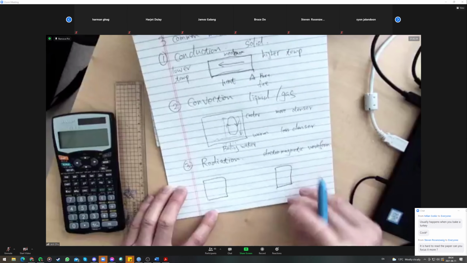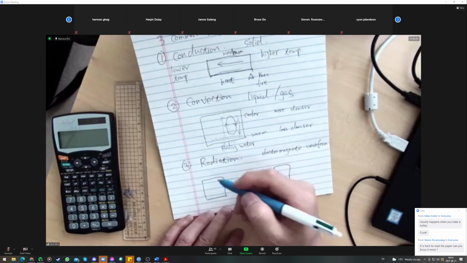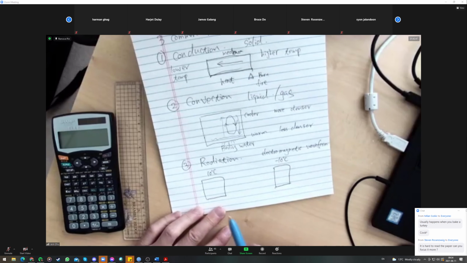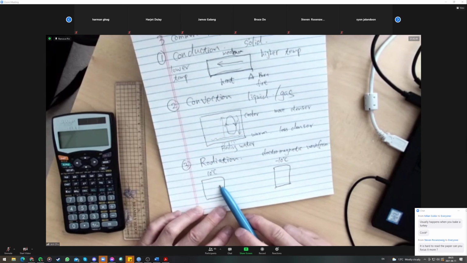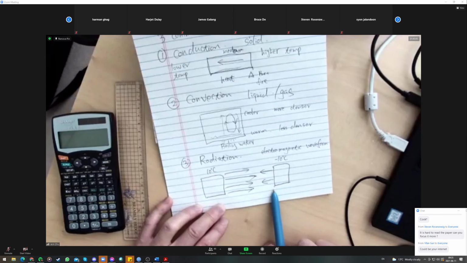So we have two pieces of material. Maybe this one is at, let's say, 10 degrees. This one at negative 10 degrees. The one with a higher temperature will radiate more heat energy. The one at the lower temperature also radiates heat energy, but it radiates less.